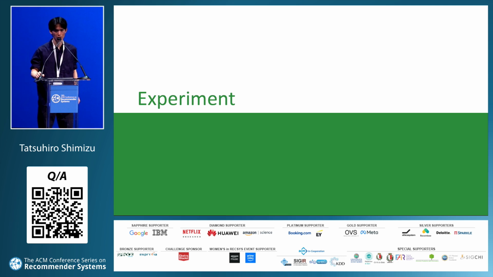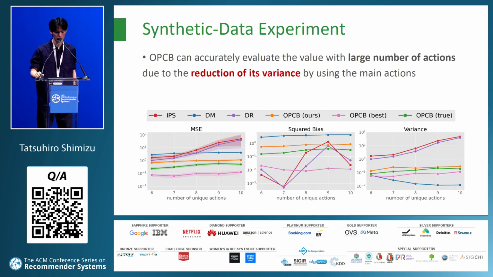We have also conducted an empirical evaluation of this estimator, and firstly, we are going to talk about a synthetic data experiment where we particularly vary the number of actions. When the number of unique actions increases, the baseline estimators suffer from either bias or variance, as we talked about in the theoretical analysis sections. However, our estimator can evaluate the value of an evaluation policy the most accurately thanks to the reduction of the variance.